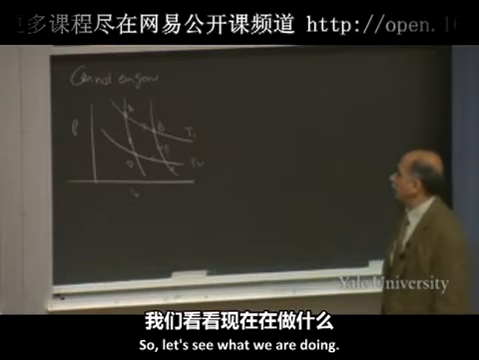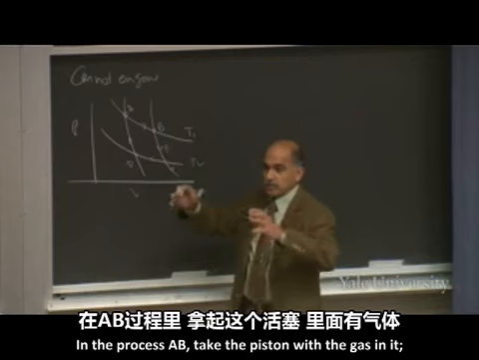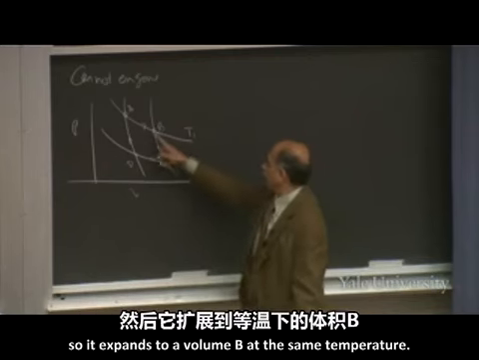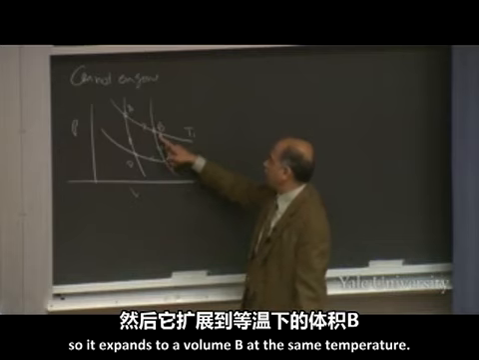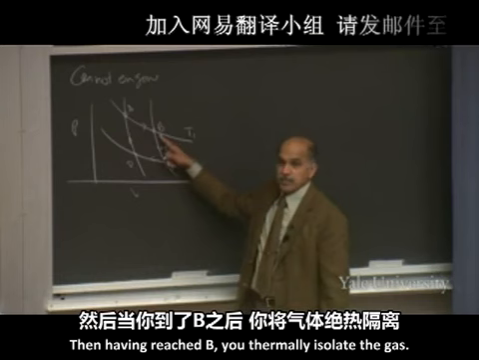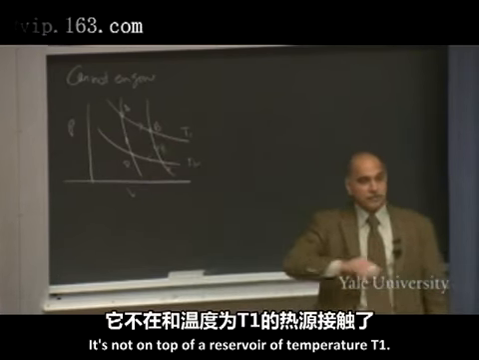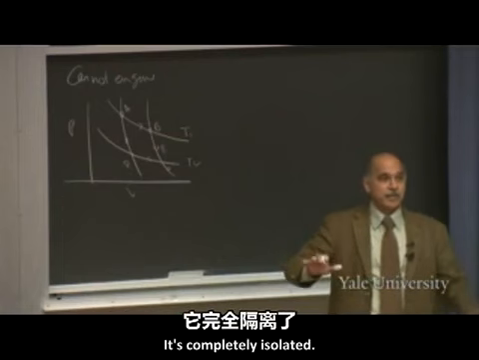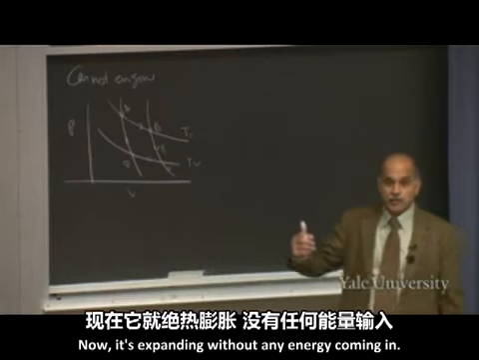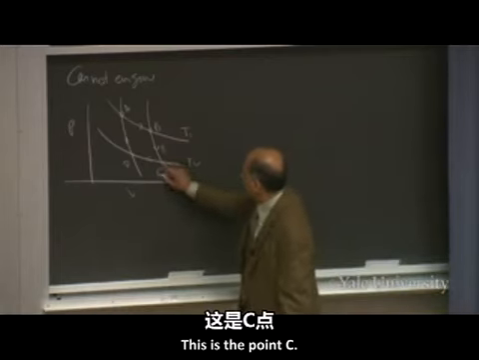So let's see what we are doing. In the process AB, take the piston with the gas in it, slowly lift the grains of sand, so it expands to a volume B at the same temperature. Then, having reached B, you thermally isolate the gas. It's not on top of a reservoir at temperature T1, it's completely isolated. Take out even more grains of sand. Now it's expanding without any energy coming in. It cools down to T2. This is the point C.